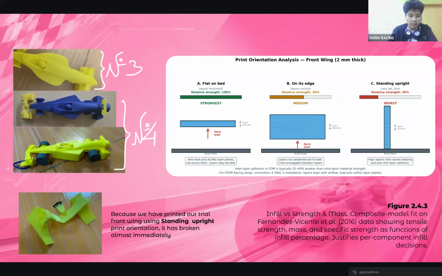Our biggest lesson came from the front wing. The first one cracked along a layer line because it was printed in the wrong orientation. We reoriented it so the layers run along the load, not across it, and it held.